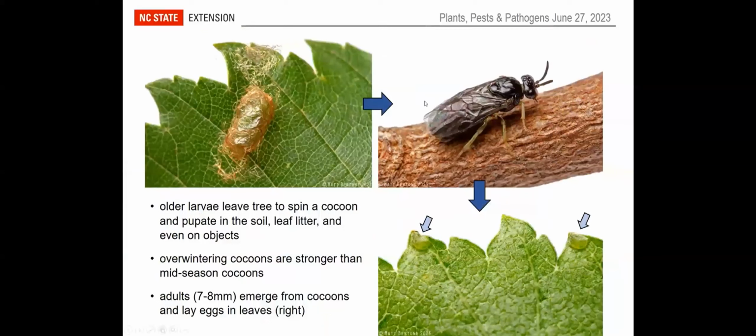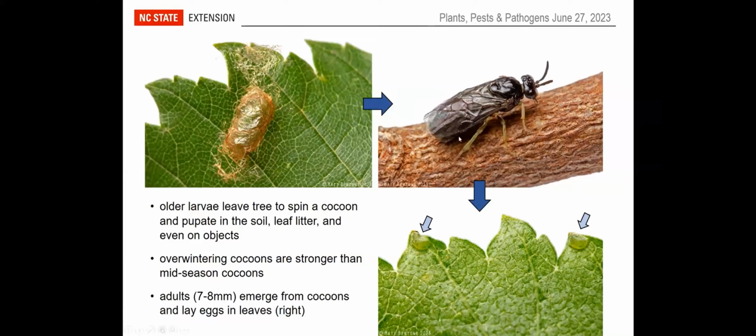Now, after they're done feeding, they spin a cocoon. It can be very loose during the middle of the season and becomes more papery and thicker as they go into the overwintering cocoon stage. But from these cocoons will emerge a small black wasp with yellow legs. And these again can emerge and basically begin laying eggs almost immediately.